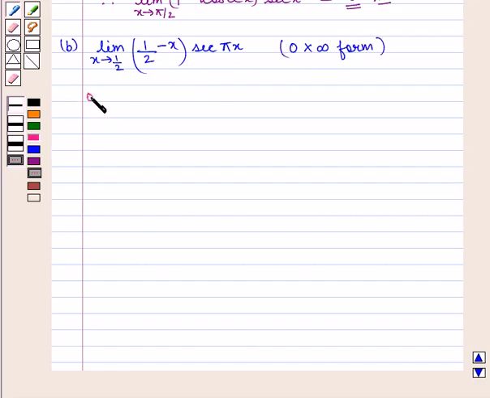And this can also be written as limit (1 by 2 minus x). Sec of pi x can be written as 1 upon cos of pi x, as x tends to 1 by 2. Now if we put the value of x as 1 by 2 in this expression, it becomes 1 by 2 minus 1 by 2, that is 0, upon cos of pi by 2, that is also 0. So this is of 0 by 0 form.